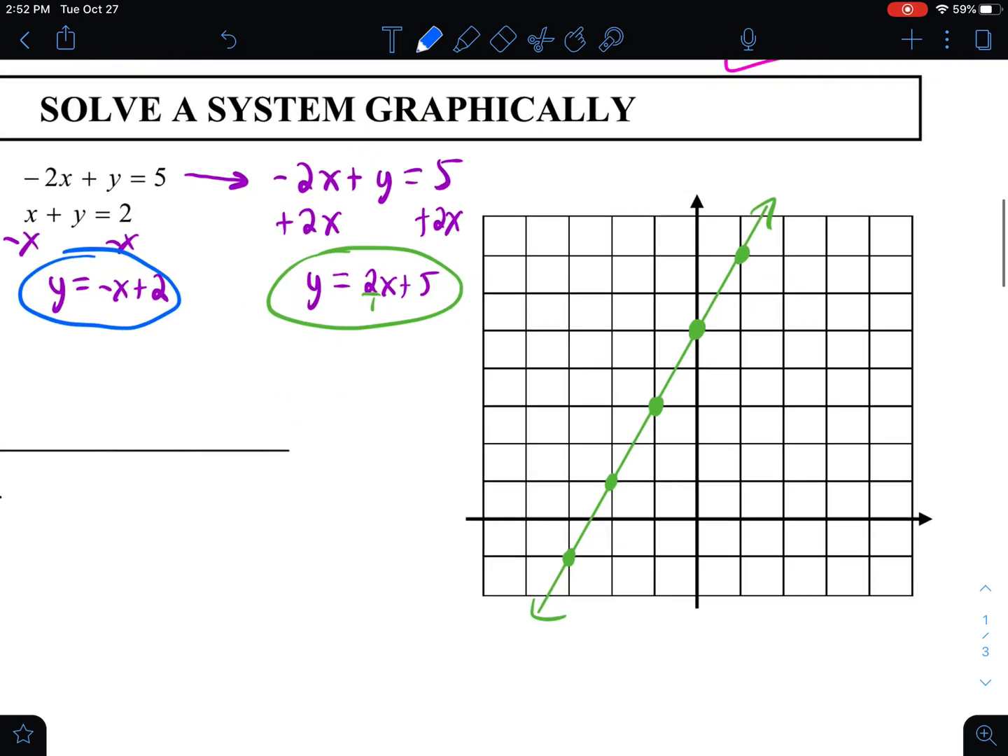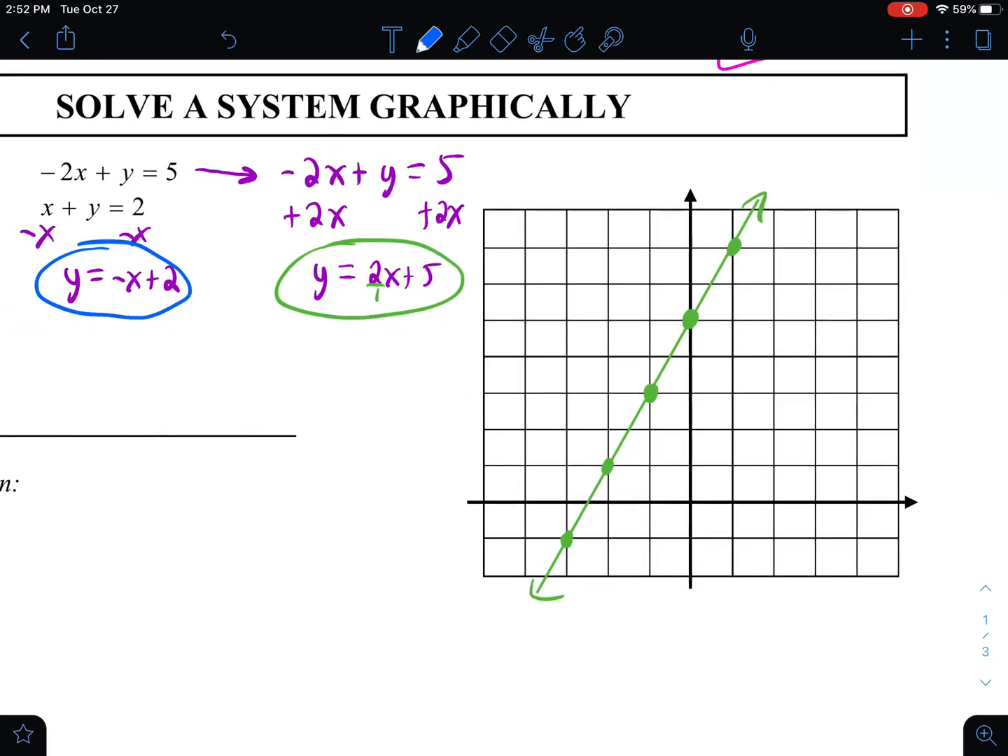All right, now the blue line. We have y equals negative x plus 2. So what's our y-intercept? Our b is going to be 2. So we're going to go up 2 and put a point. And then what's our slope telling us to do? Our slope, what number's in front of the negative x there?